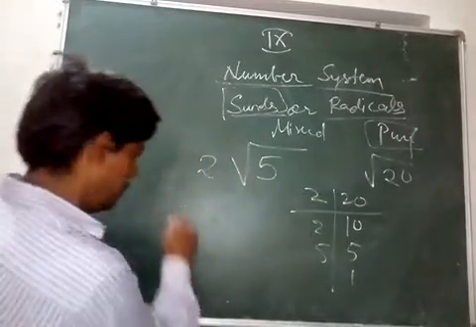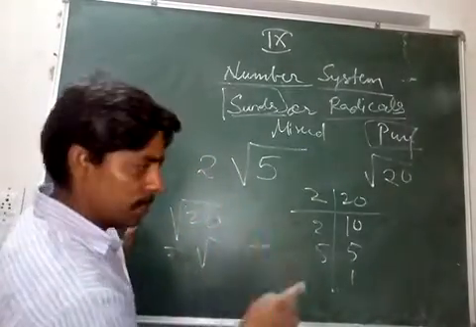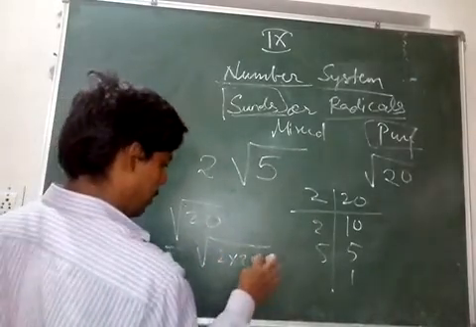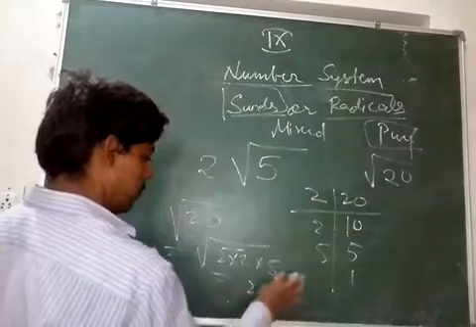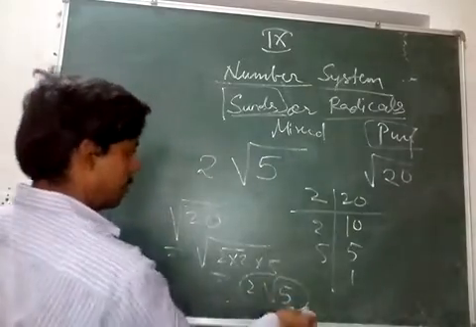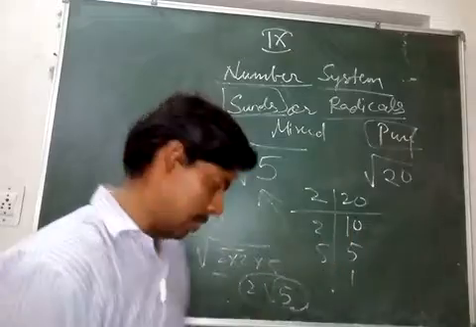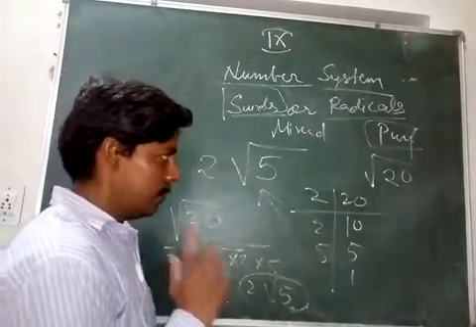Now suppose root of 20 is there. You have learned in the square root method that if there is a pair, you can take one pair out. So 2 into 2 into 5. This pair you can take out, so 2 comes out and root 5 stays inside. This has now become a mixed surd, and root 20 is a pure surd. This way you should know what is a mixed surd and what is a pure surd.